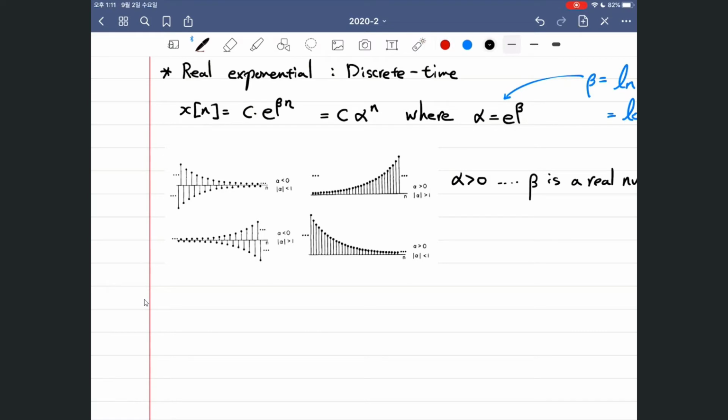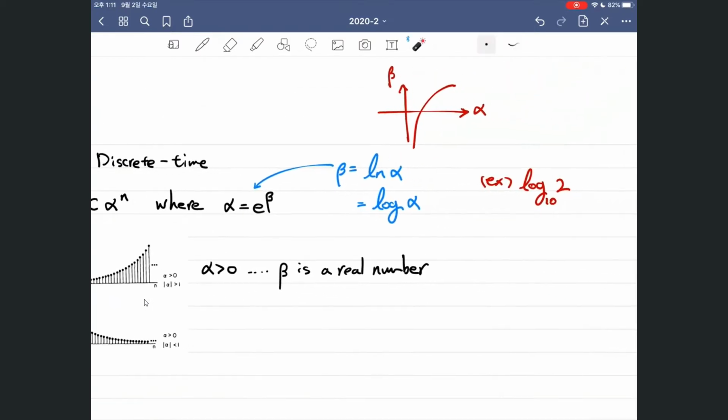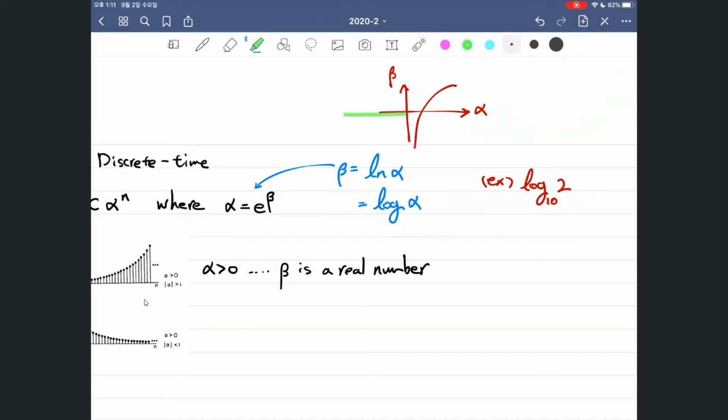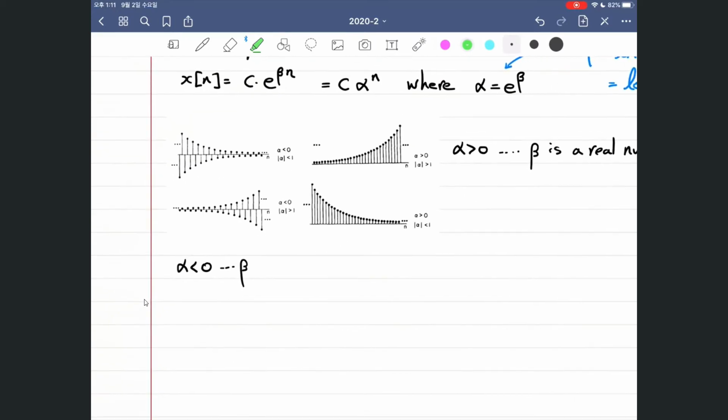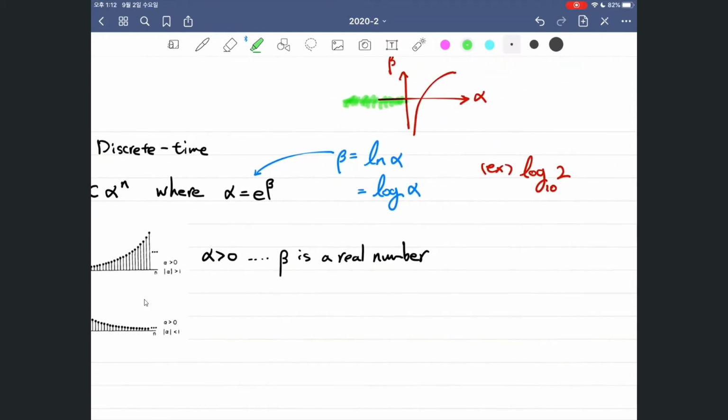And interestingly, if alpha is smaller than 0, then as you can see with this log graph, there is no solution. Therefore, you can say that if alpha is negative, then beta is an imaginary number.